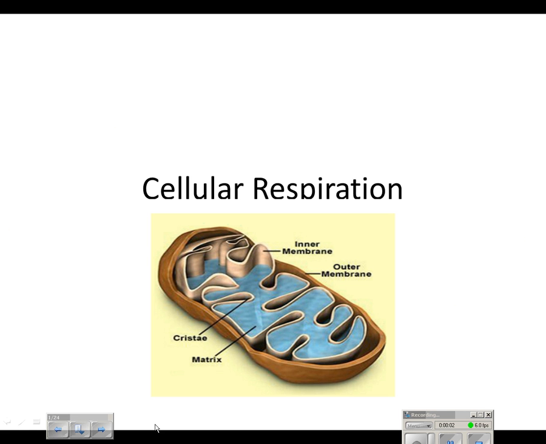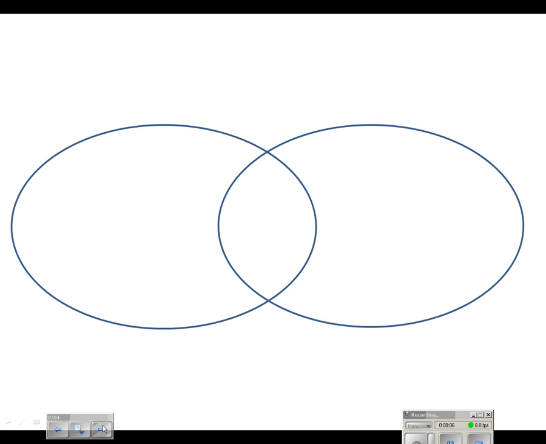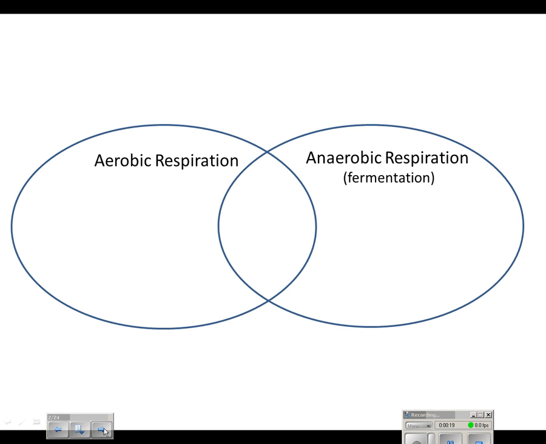Let's talk about cellular respiration. There are two different things that we're going to talk about when we talk about cellular respiration. There are two different types, if you will, or ways to produce energy: aerobic respiration and anaerobic respiration, also known as fermentation.